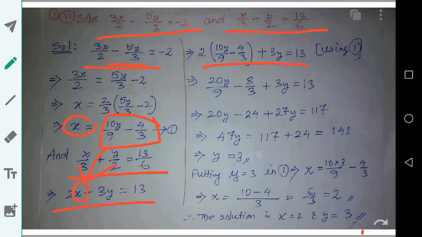Doing so we have got this step. Now let us multiply 2 with these terms, and doing so we have got this step. Now from here, let us multiply 9 on both sides. If you multiply 9 here, 9 will be cancelled. Then 3 8s are 24, and 9 3s are 27y. On the right hand side, multiplying 9 gives 117. So multiplying both sides by 9, we have got this equation.